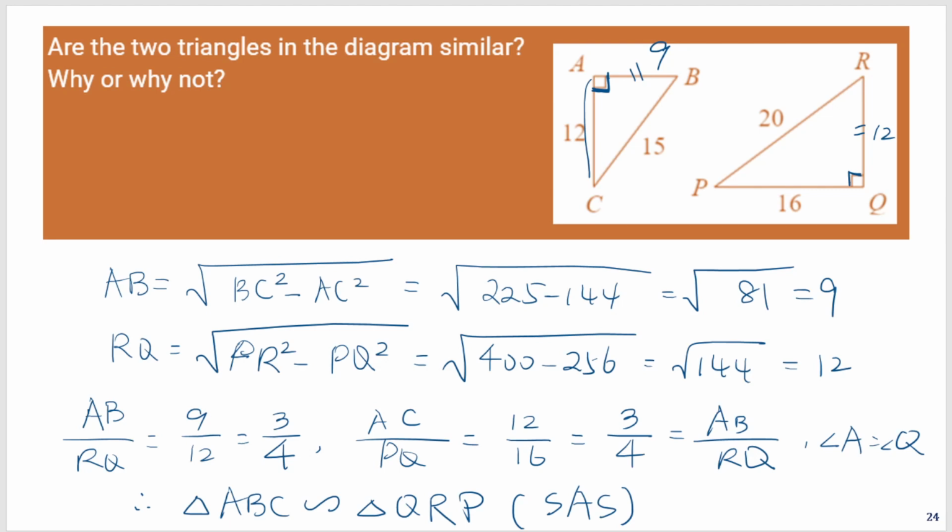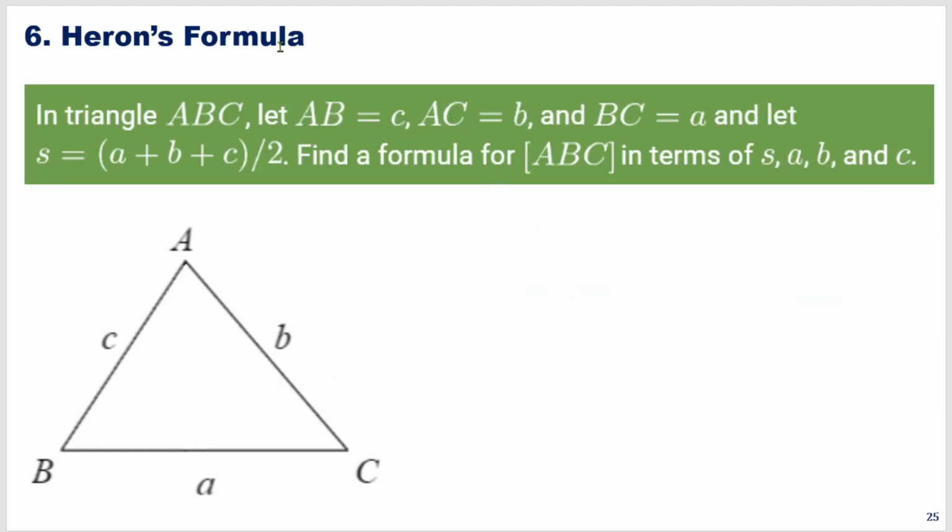Okay, and one last piece of information. Heron's formula. In the triangle ABC, if we let AB equals c, AC equals b, and BC equals a, and let s equal half of the perimeter of this triangle, which means half of the sum of a, b, c, can you find the formula for the area of ABC in terms of s, a, b, and c? Okay, which basically means you know the lengths of the sides, and can you find a formula for the area of ABC using a, b, and c?